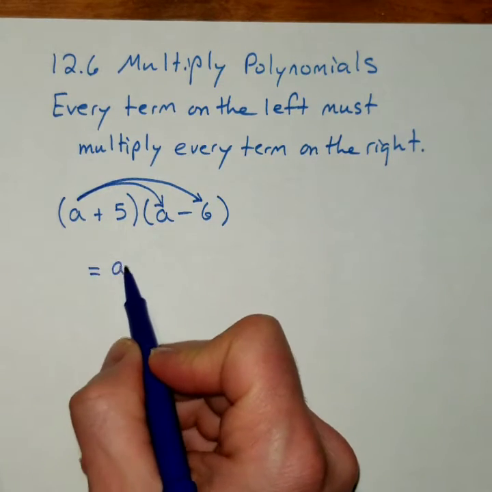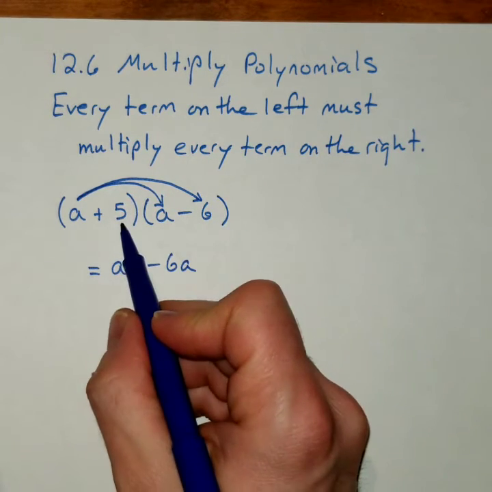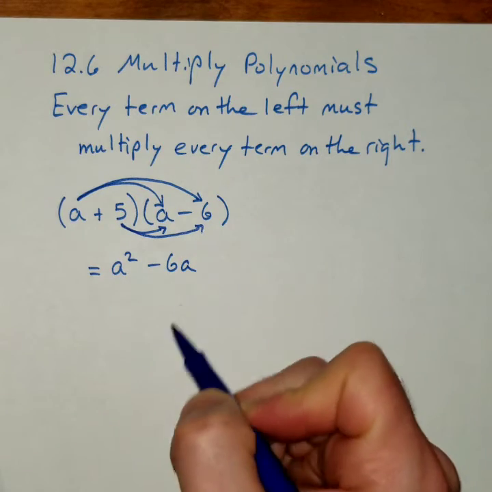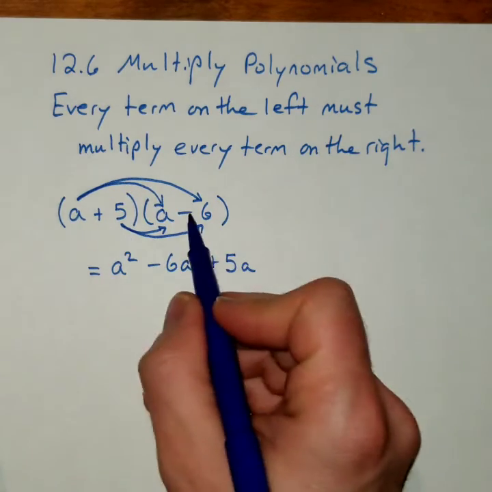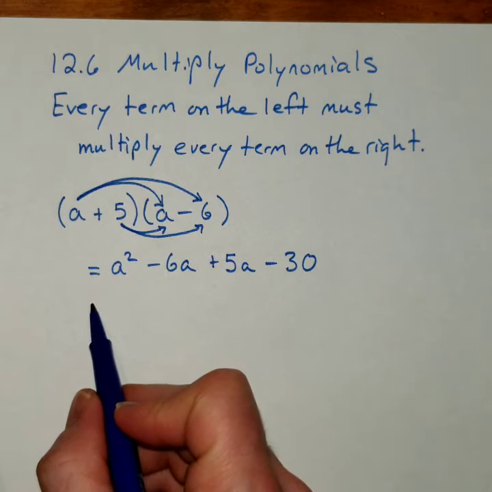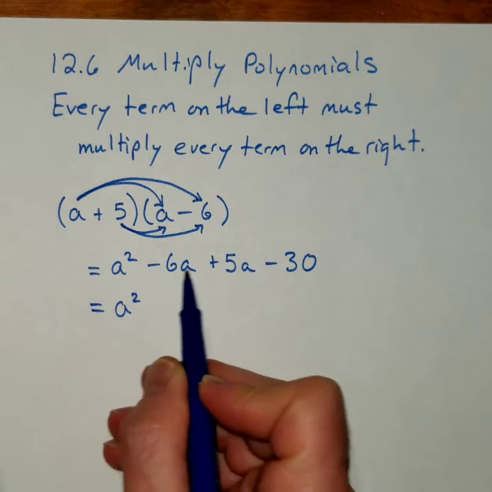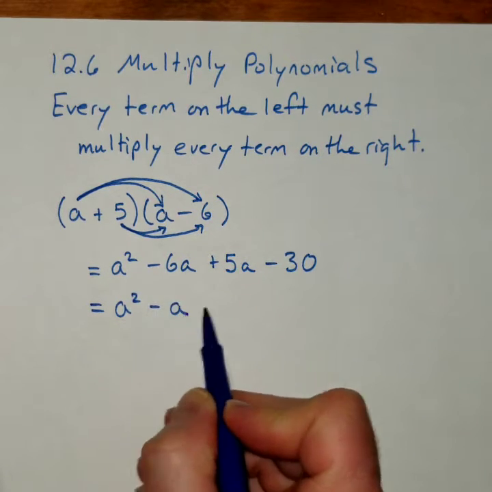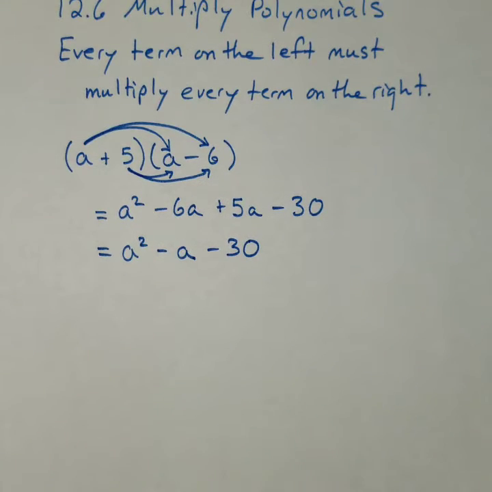That a times a is a squared. A times minus 6 is minus 6a. And then the 5 must hit every term on the right. So I'm just going through this slowly so you can see it. 5 times a is 5a. 5 times negative 6 is negative 30. Right? And so now we can combine the like terms. There are two like terms in the middle with the a's. Negative 6 plus 5 is a negative 1. And that should give us a final polynomial. All right? So again, every term on the left had to hit every term on the right.